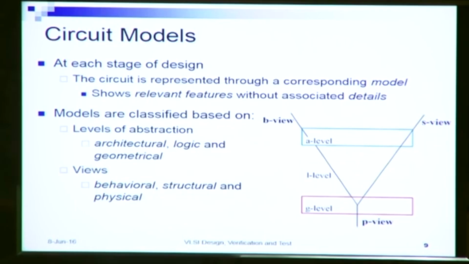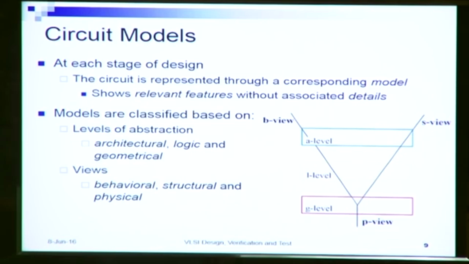Now, at any level of the design, we said that the design progresses through different stages or levels. At any stage of design, the circuit will be represented in terms of a model. So at each stage of design, the circuit is represented through a corresponding model. A model shows relevant features of the design that we require without associated details. We understand that when we are at the architectural level, we have very little idea of the structure. So we will have a model that allows us to specify the functionality. For example, the truth table can be taken as a model. The program that we had, the Verilog code, is a model.